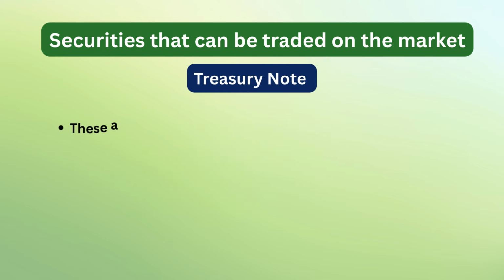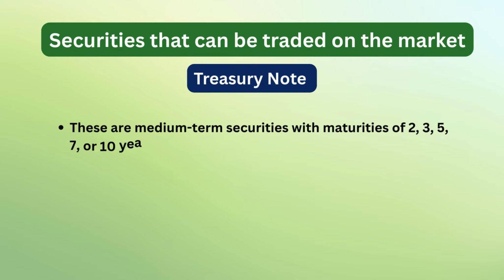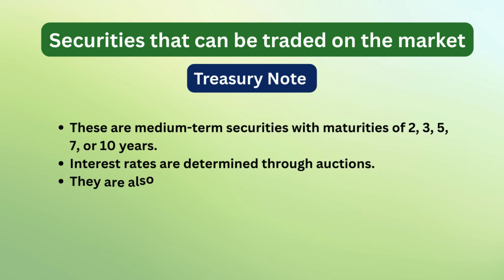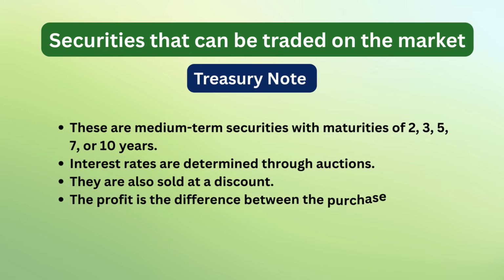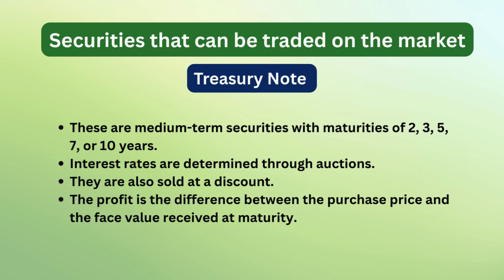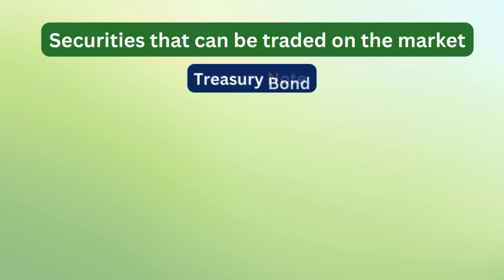Treasury notes. These are medium-term securities with maturities of 2, 3, 5, 7, or 10 years. Interest rates are determined through auctions. They are also sold at discount, and the profit is the difference between the purchase price and the face value received at the maturity.